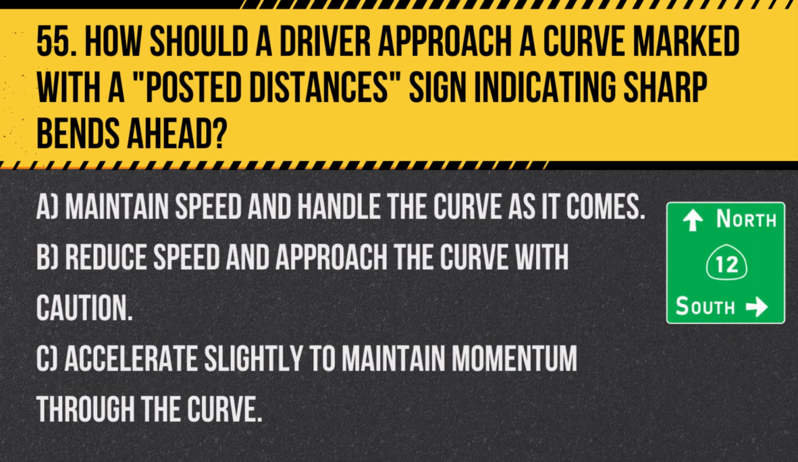Question 55. How should a driver approach a curve marked with a posted distances sign indicating sharp bends ahead? A. Maintain speed and handle the curve as it comes. B. Reduce speed and approach the curve with caution. C. Accelerate slightly to maintain momentum through the curve.